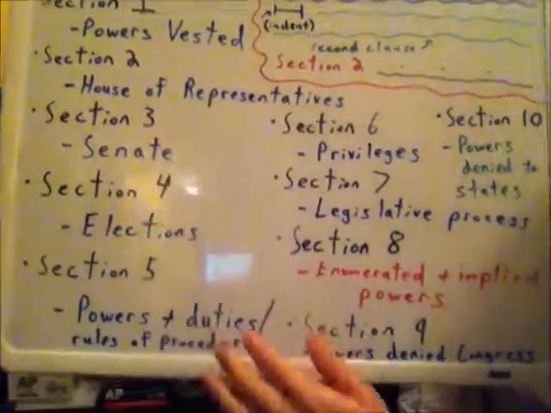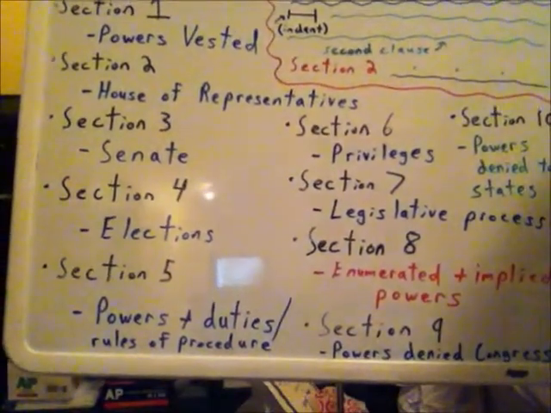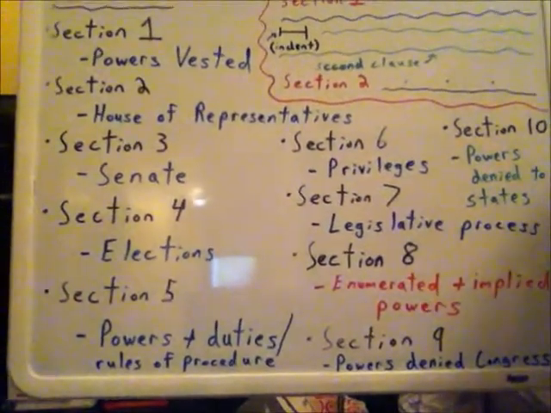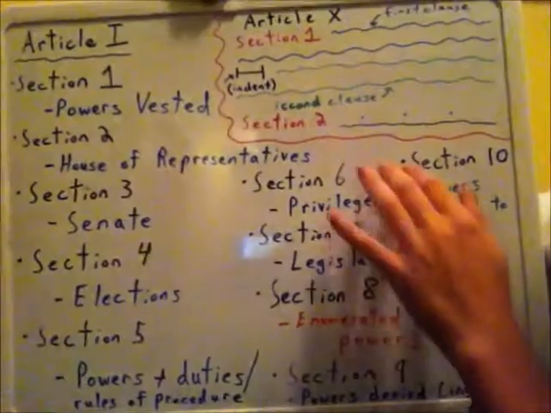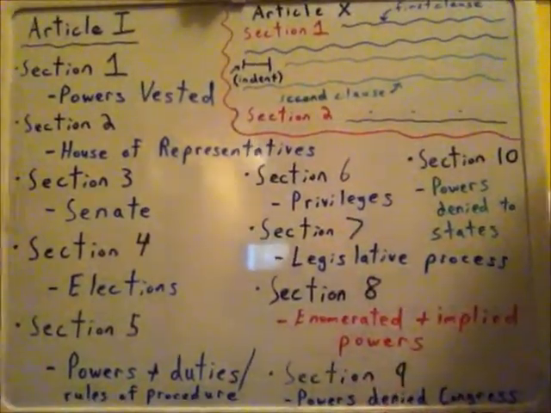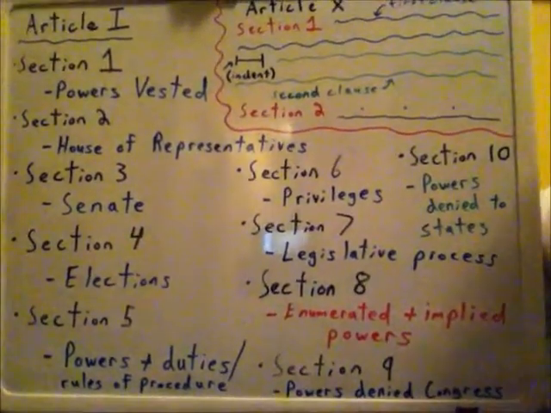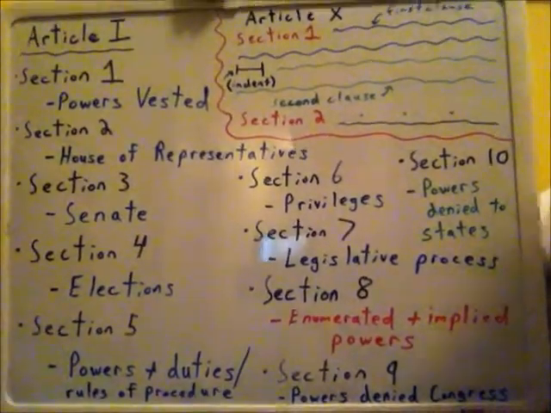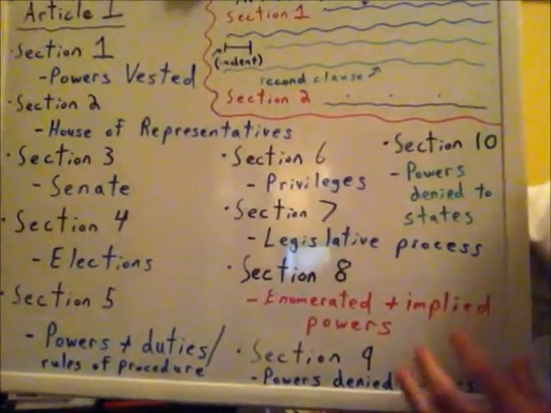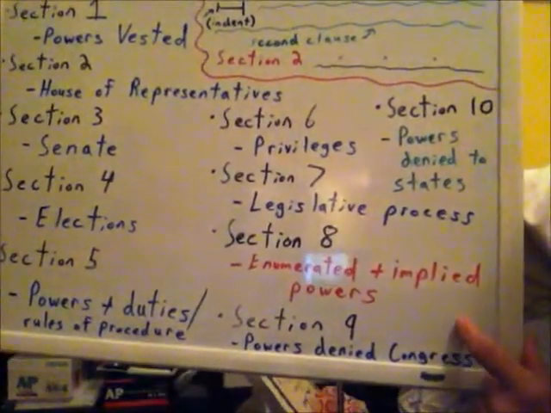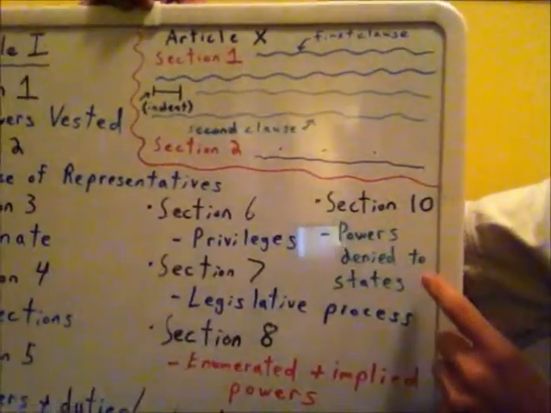Section 5 deals with the powers and duties as well as the rules of procedure of Congress in both houses, with the House of Representatives being a little bit stricter when it comes to the rules of procedure. Section 6 deals with the privileges of the members of Congress. Section 7 deals with the legislative process, actually voting on a bill and getting the president's approval. Section 8 is by far the most important section, so we're going to come back to this. Let's look at Section 9. Section 9 is the powers denied to Congress, and Section 10 is the powers denied to the states.